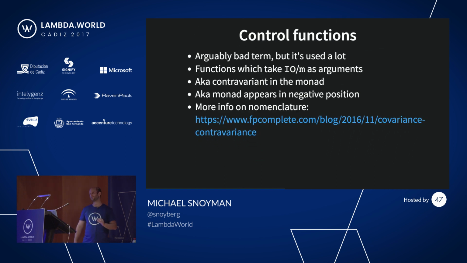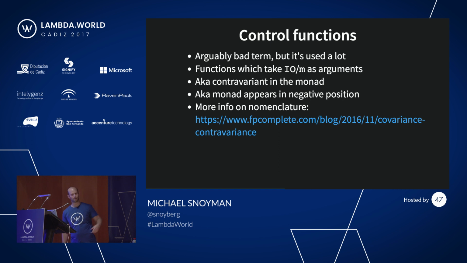On the function side, we have these things called control functions. It's not the greatest term in the world, but it's basically the term that is floating around, so we're going to use it too. Control functions are functions which receive I/O actions, or M if you've already lifted it, the arbitrary monad, as input instead of output from the function. Another way of putting this is that they are contravariant in the monad, or that the monad appears in negative position. These are common terms that are used.